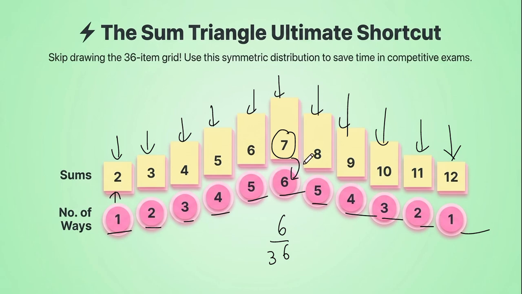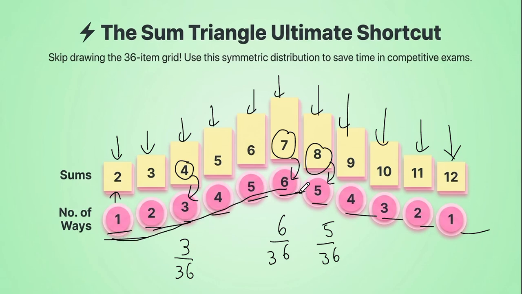If the question is what is the probability of getting a sum of 8, you get sum 8 on 5 outcomes, so the answer is 5 upon 36. Suppose the question is the probability of getting 4 as a sum. 4 as a sum we get on 3 outcomes, so the answer is 3 upon 36. If you remember this number of ways, it is easy to remember. You just write down in the sequence 1, 2, 3, 4, 5, 6, then again 5, 4, 3, 2, 1. So this is a short trick to find the probability of a sum.